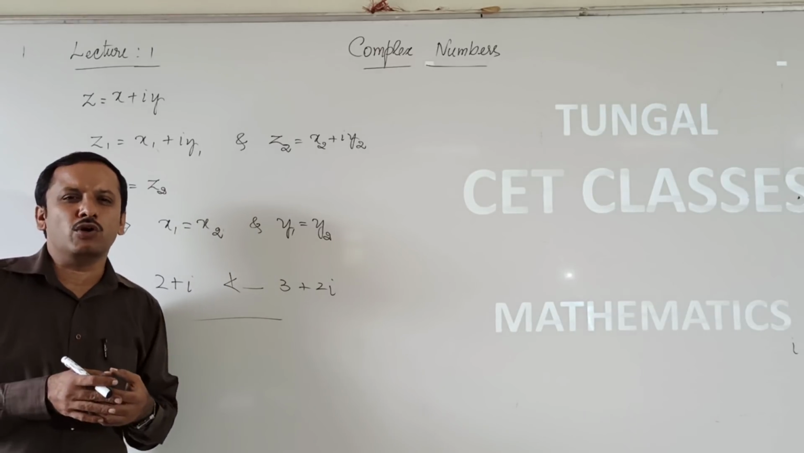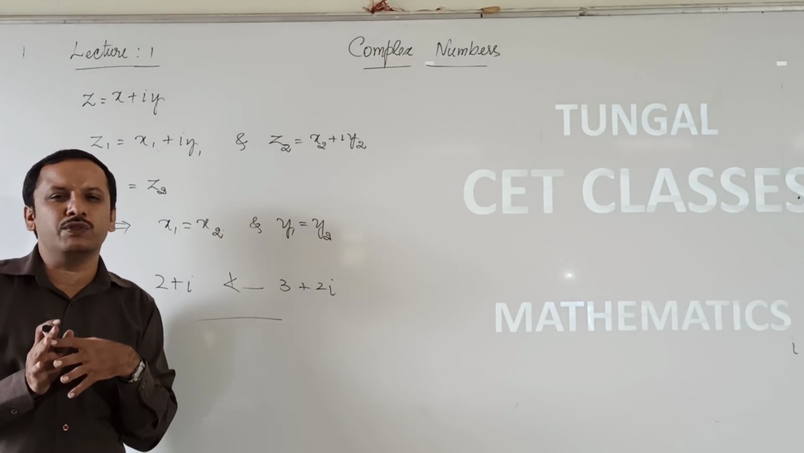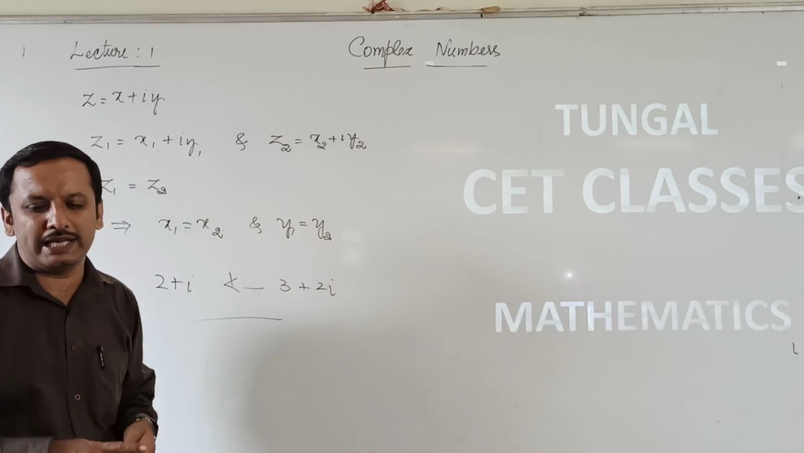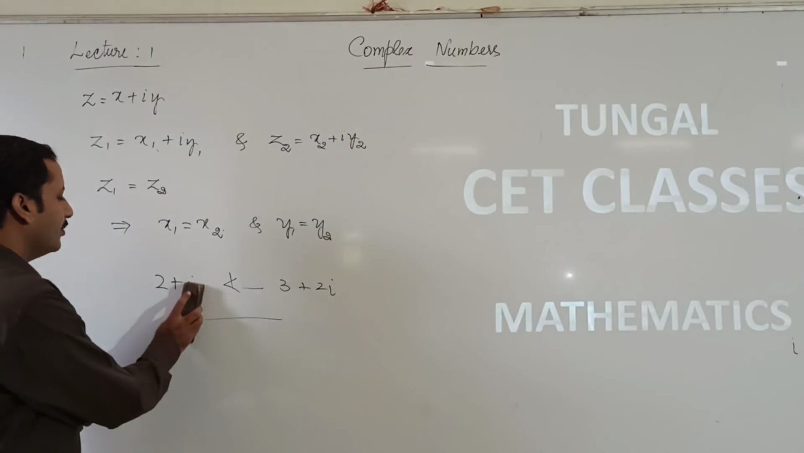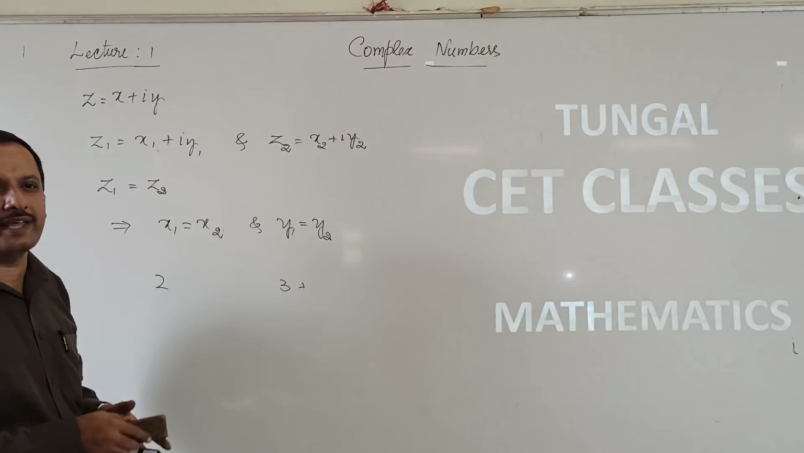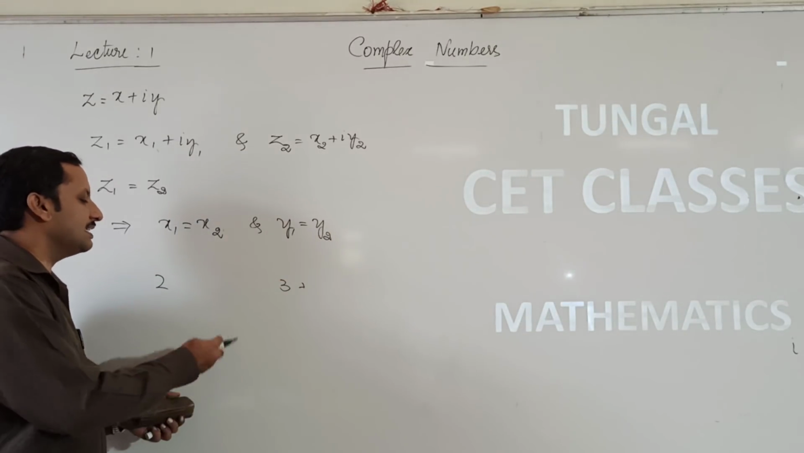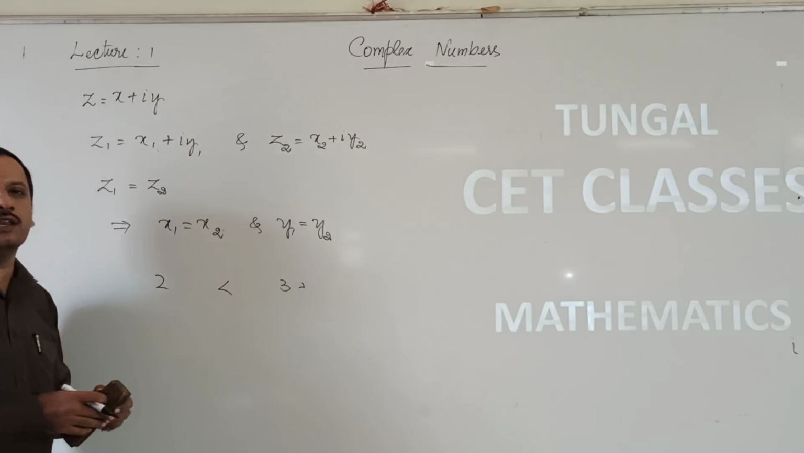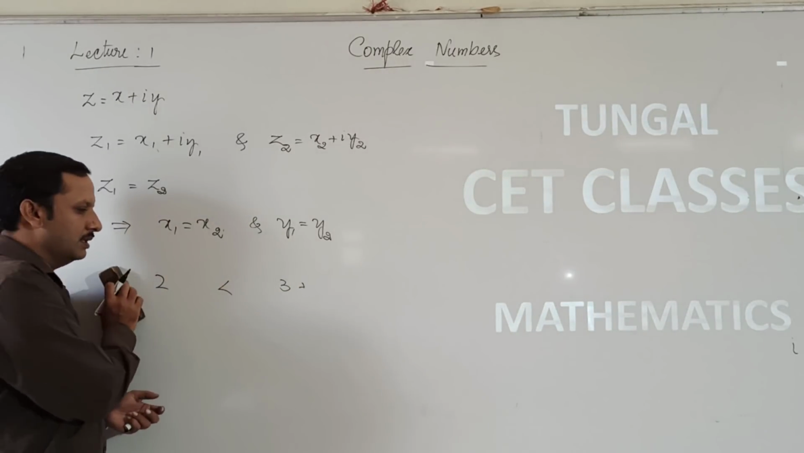You can compare two complex numbers only if those two complex numbers are purely real. I am talking about purely real, say 2 and 3, which means I am actually comparing two real numbers only. Then we can say 2 is less than 3. In general, we cannot compare two complex numbers.